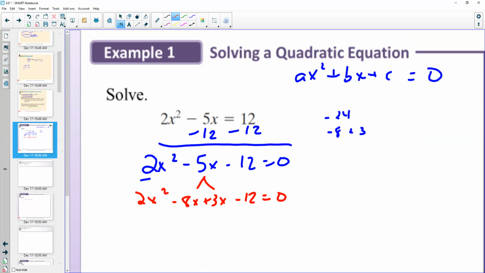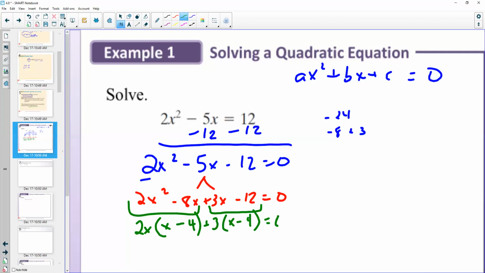And now I'm going to factor by groups. Here's one group. Here's the second. Out of the first group, I'm going to take out 2x. So that's going to leave me x minus 4. And on the second group, I'm going to take out 3. It's going to leave me x minus 4, right? That gets me to 0.